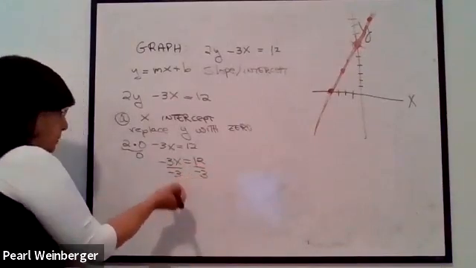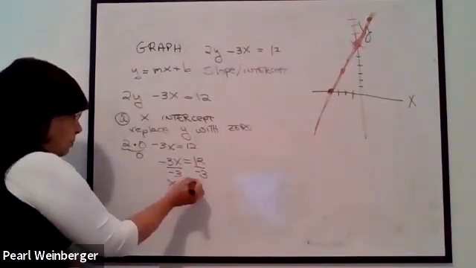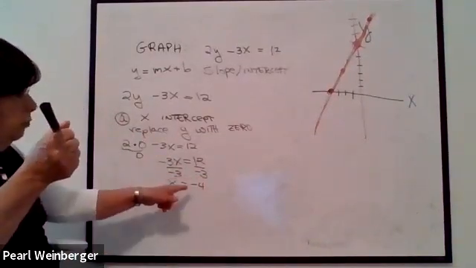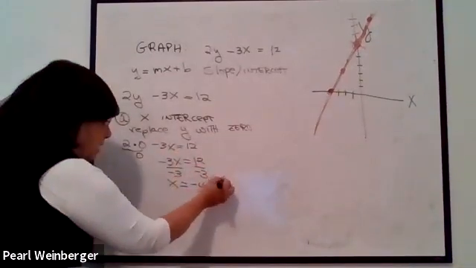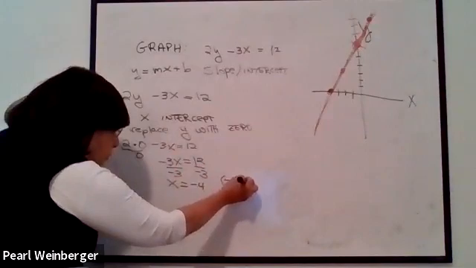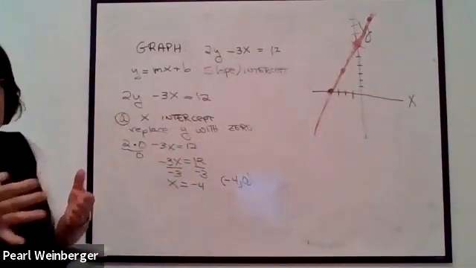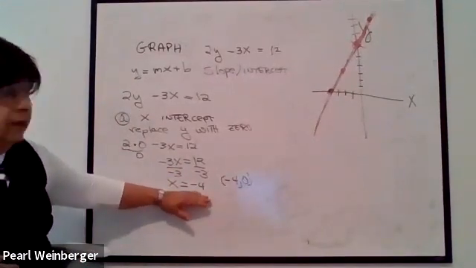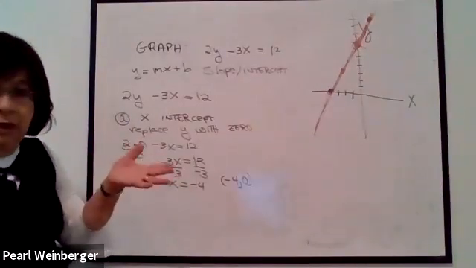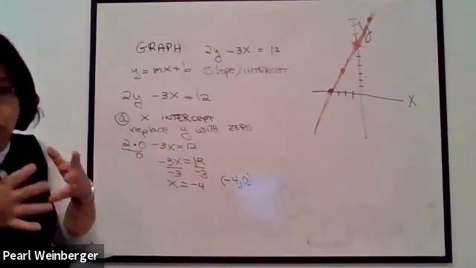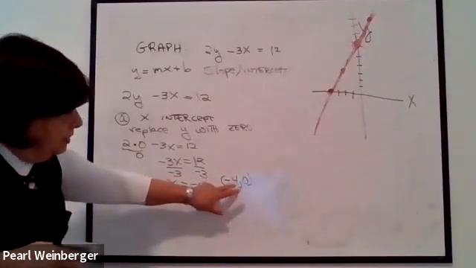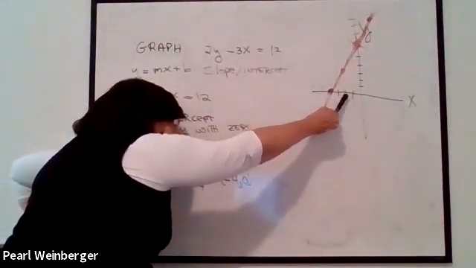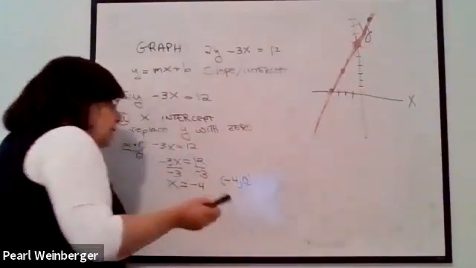if I divide both sides by negative 3, I get x equals negative 4, because 12 divided by negative 3 is negative 4. In other words, the x-intercept is negative 4, 0. Remember, when you have an x-intercept, its y value is always going to be 0. So sometimes we just say the x-intercept is negative 4, and don't bother putting in the 0, because it should be understood. But the true x-intercept is the point negative 4, 0, which we see right here. 1, 2, 3, 4. Here's my x-intercept.